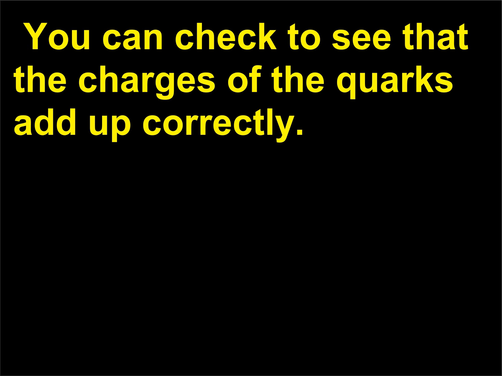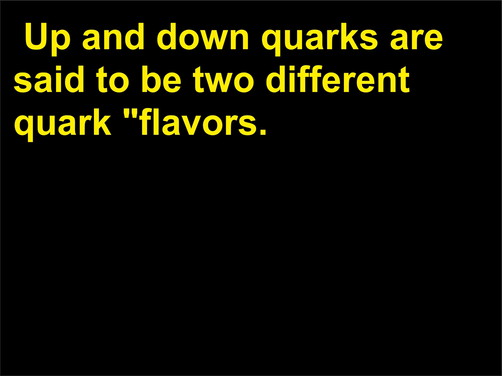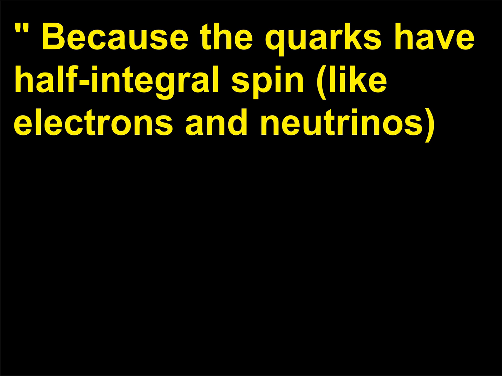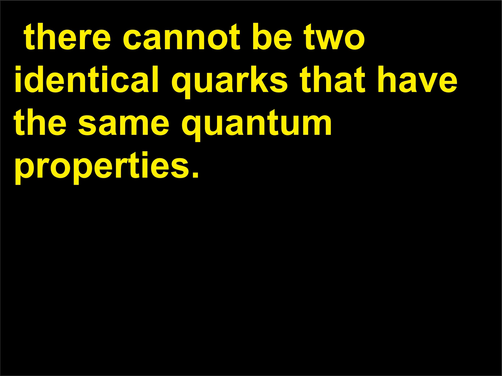You can check to see that the charges of the quarks add up correctly. Up and down quarks are said to be 2 different quark flavors. Because the quarks have half-integral spin, like electrons and neutrinos, there cannot be 2 identical quarks that have the same quantum properties.